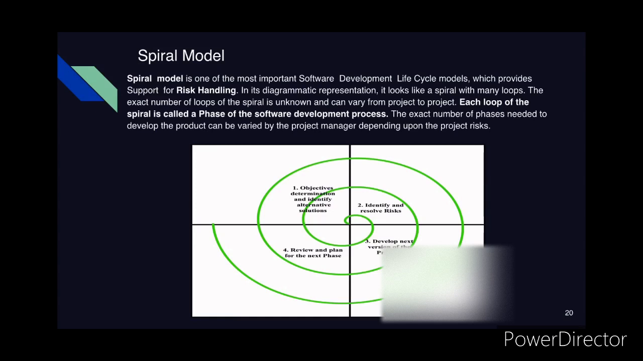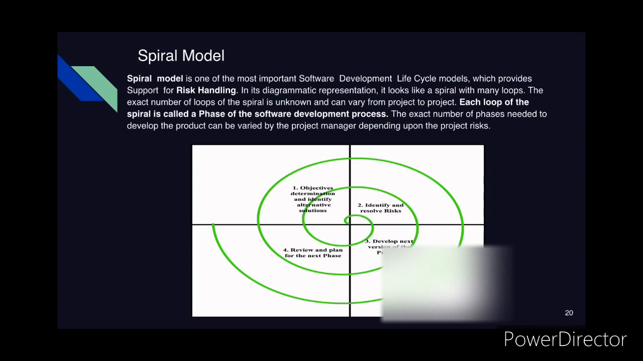Now in the fourth quadrant, review and plan for the next phase is there. In this fourth quadrant, the customer evaluates the so far developed version of the software and gives feedback. In the end, planning for the next phase is started, like in which phase we have to go.